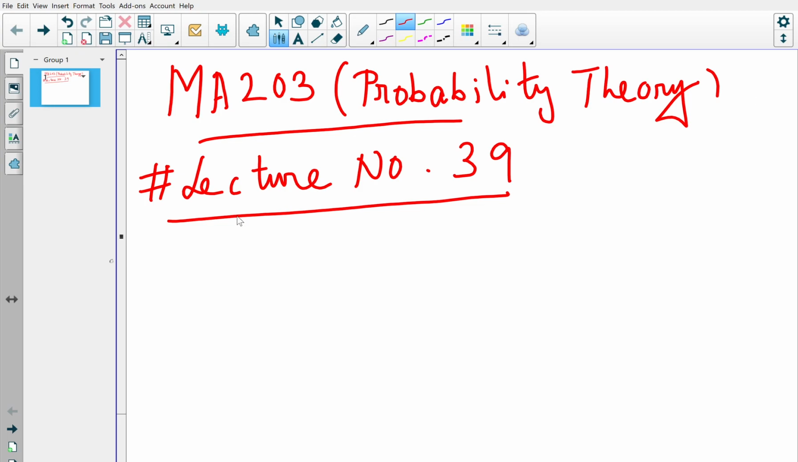Hello students. Today we will discuss one of the central theorems of Markov processes, the discrete-time Markov process. This is called the Markov Convergence theorem.